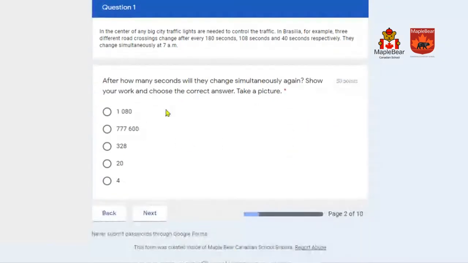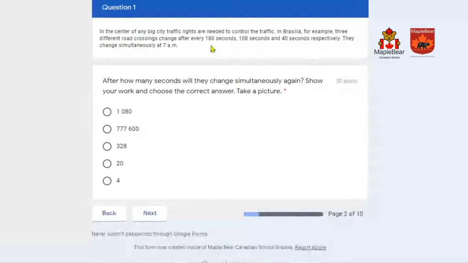Okay. So after how many seconds? Your answer here is already in seconds. Nice. So you have one traffic light that changes, and everybody changed together at 7 a.m. Then after 180 seconds, the first one is going to change. After 180, the second one is going to change, and after 40, the third one is going to change.